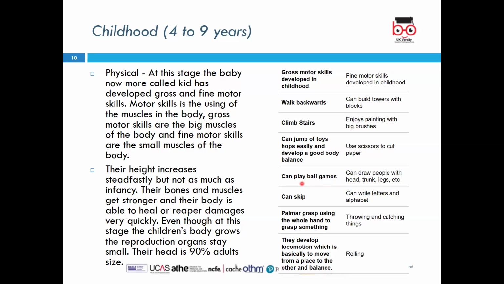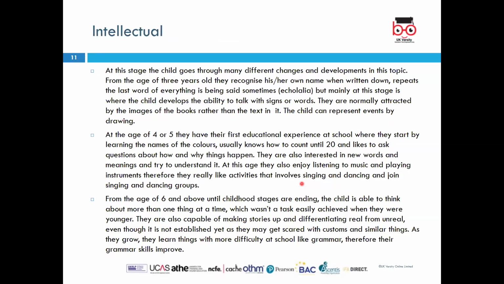They have a good palmar grasp, so they can grasp things in their palms. They develop locomotion, which is basically to move from one place to the other, and balance. While in fine motor skills, they can throw and catch things. They can write letters and alphabets as a child, and they can start rolling as well.